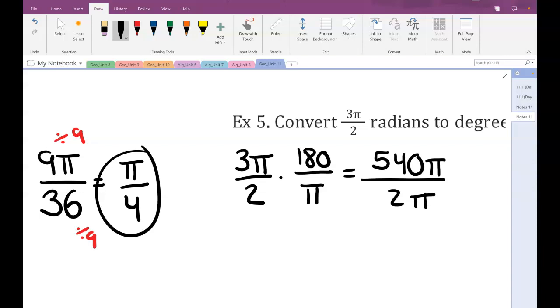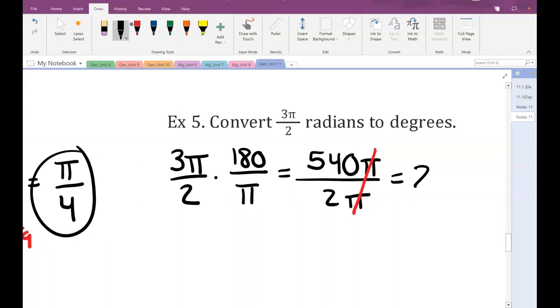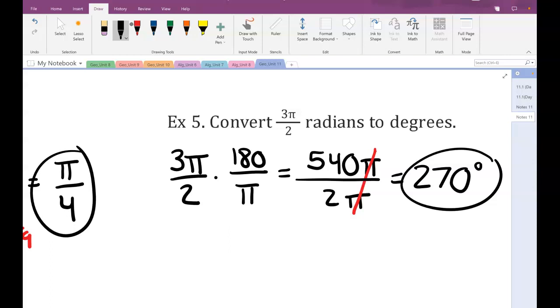Pi divided by pi is equal to 1, because pi is a number. It goes away, simplifies to 1. 540 divided by 2 is 270. So this is 270 degrees. Again, they're both just units of measure. Think of it like centimeters and meters. They're both just units of measure. We use them for different things. They're part of the same family.